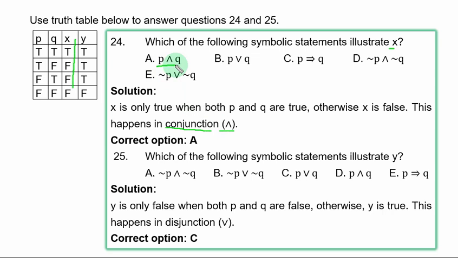The next question, question 25. Which of the following symbolic statements illustrates Y? Now check Y. For Y, the outcome is false when both P and Q are false. That only happens in the disjunction connective, that is or. So the correct option is C, P or Q.